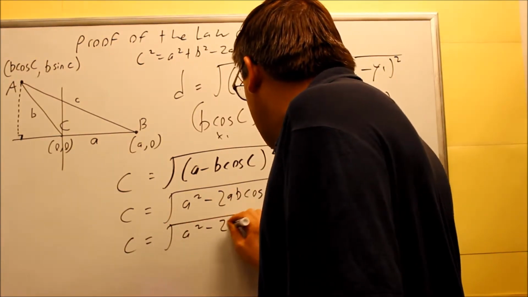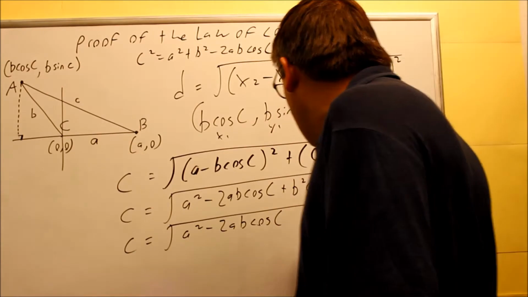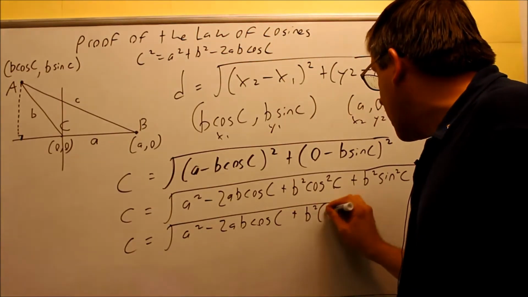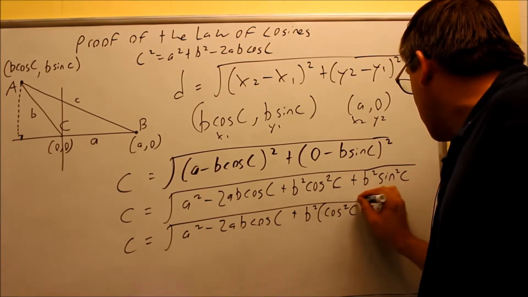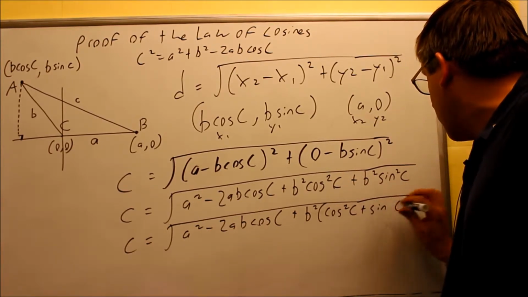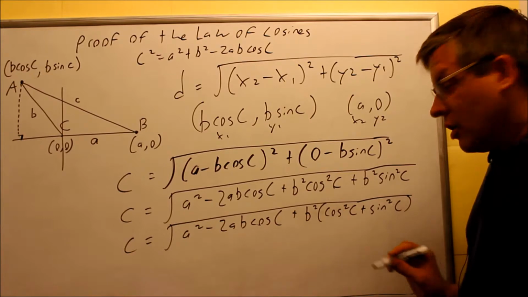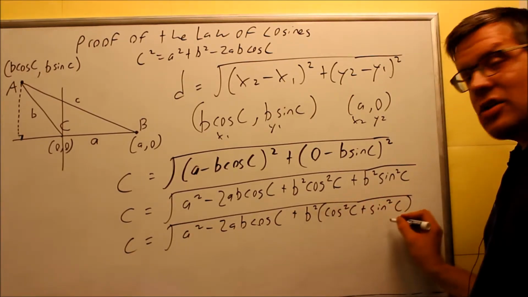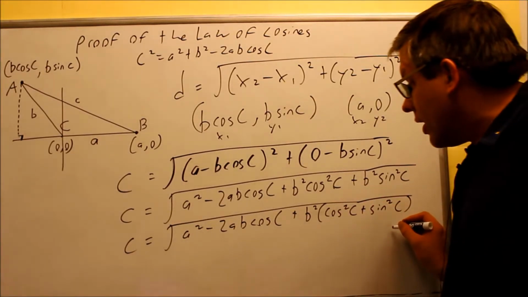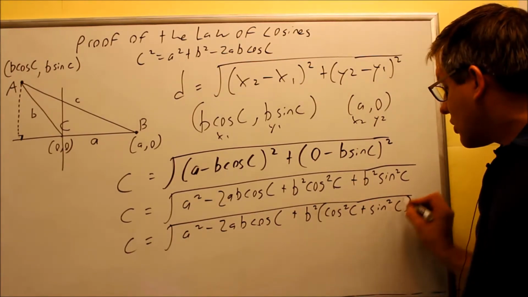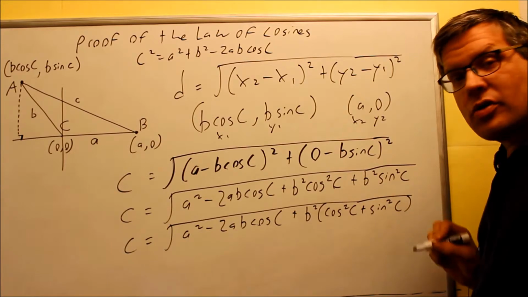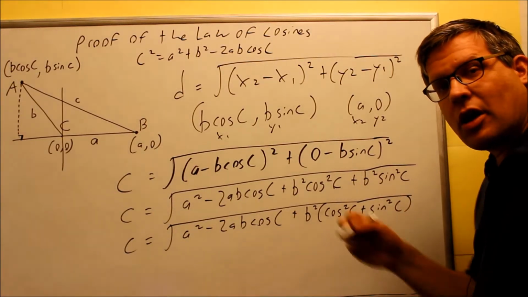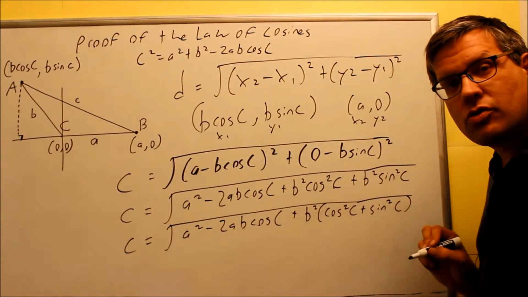I have a squared minus 2ab cosine c, and then I'm going to factor out a b squared, and you get cosine squared c plus sine squared c. The reason why you want to factor out the b squared there is because what we notice in here is actually an identity that should look familiar. This whole thing here is equal to 1. Sine squared plus cosine squared, that's an identity that we talked about in the previous section. That whole thing is going to turn into a 1.